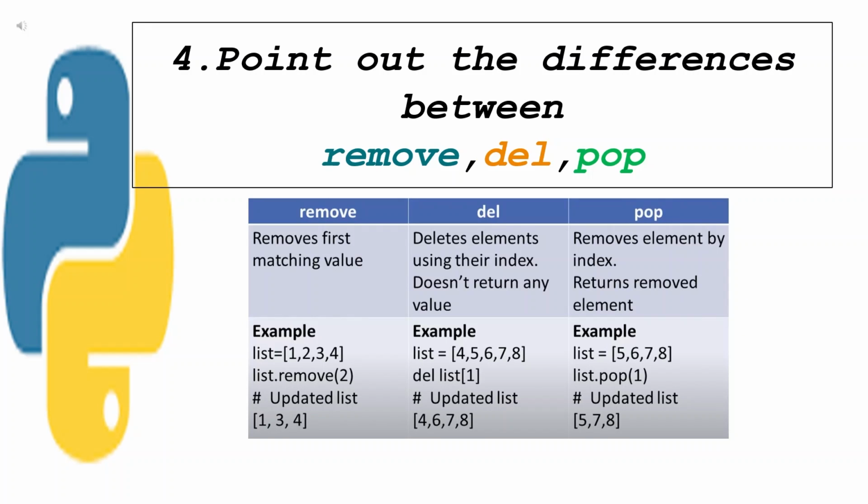Point out the differences between remove, delete and pop. All these three are list built-in functions. In remove, the first value that matches the value mentioned within the argument is removed. Delete takes the element's index as an argument and does not return the updated list after deletion. Pop also takes the element index, but returns the updated list after deletion. As you can also see in the given example, remove is taking the exact value, whereas delete and pop are taking the index of the element which is to be deleted.